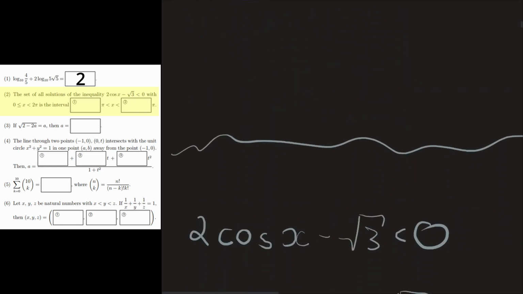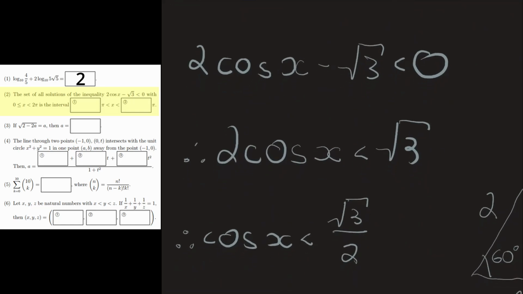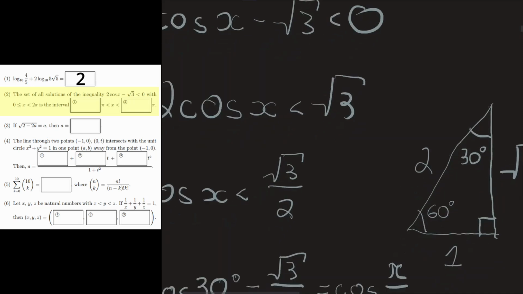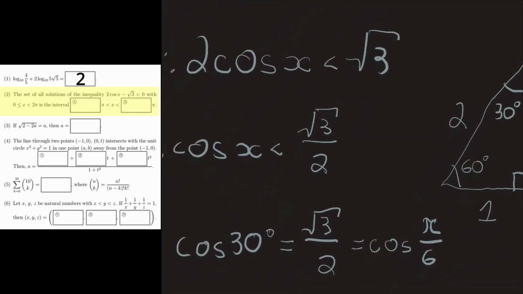So to start, we can change our inequality a bit to make it easier to work with. So we have 2 times cosine of x minus the square root of 3 is less than 0. So instead we can say that cosine of x is less than the square root of 3 divided by 2. Hopefully you can recognize this as one of these special angles, specifically 30 degrees or pi over 6. So what that means is that the cosine of x must be less than cosine of 30.